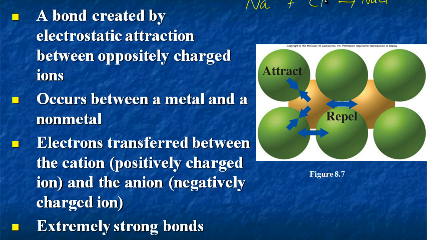Okay? So what happens in an ionic bond? Electrons are transferred from the positive ion to the negative ion. Now these are extremely strong bonds. Ionic compounds or ionic bonds, compared to covalent bonds, are extremely strong.